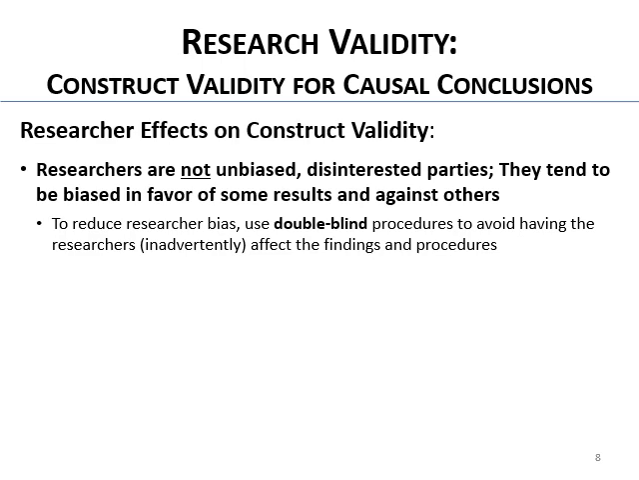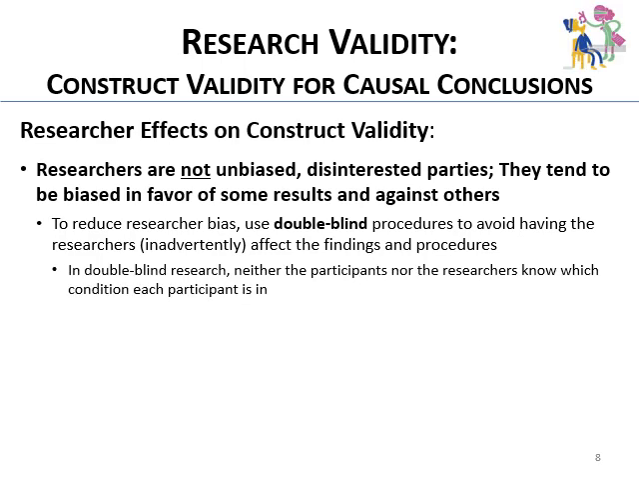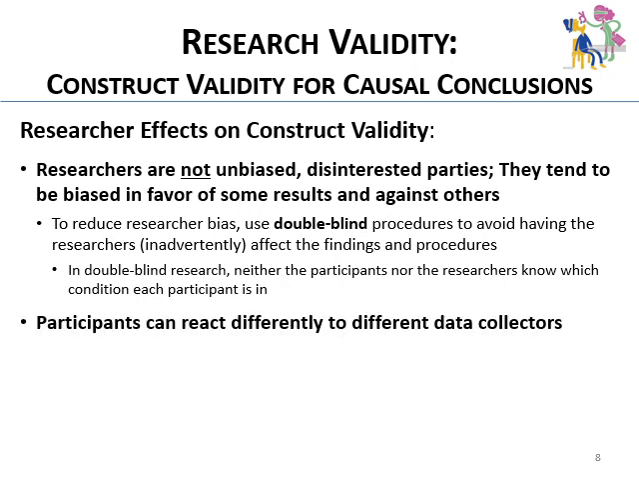So how do we reduce this again? We use double-blind procedures if we can, to avoid having researchers, on purpose or not, affect your findings and procedures. And so what was double-blind? Neither the participants nor the researchers know which condition each participant is in. So if they do that, they can't influence them, right?